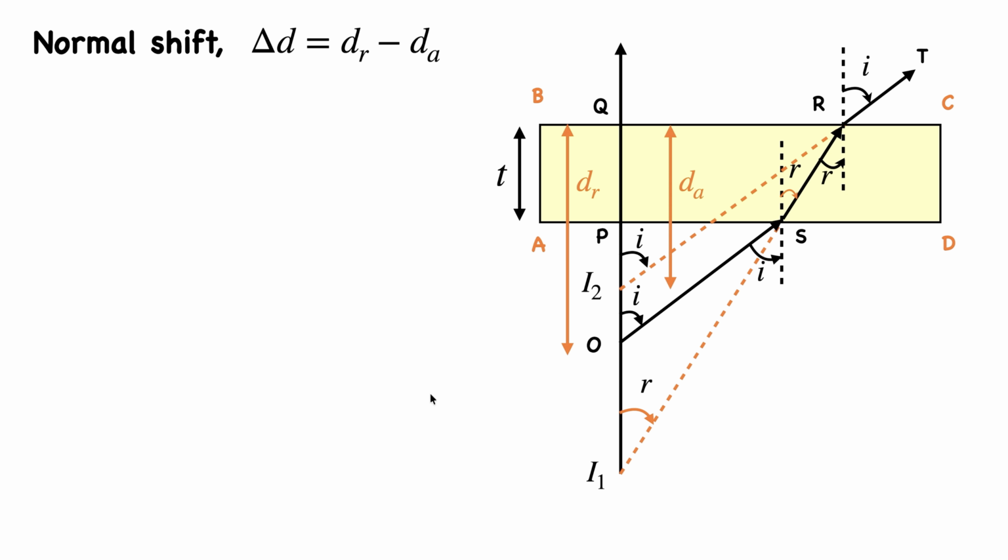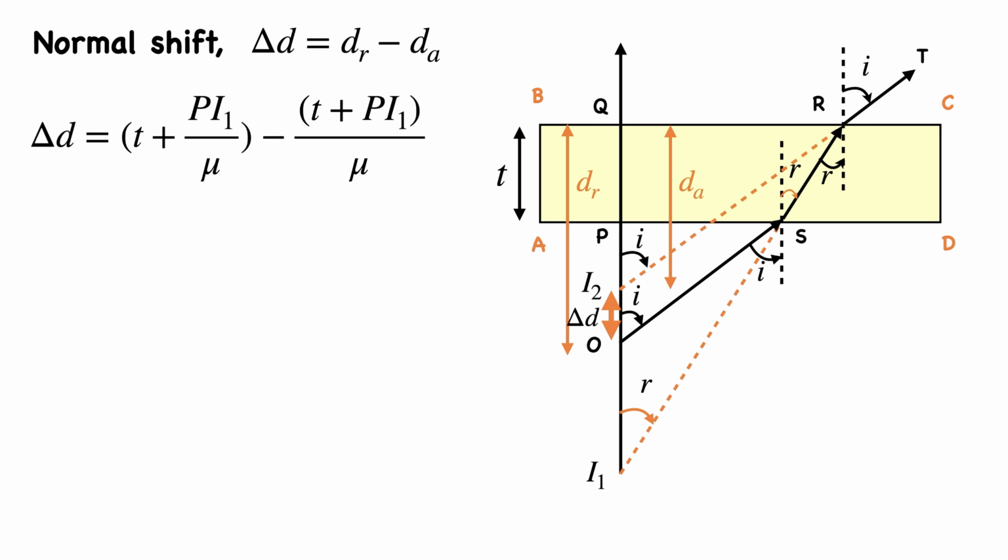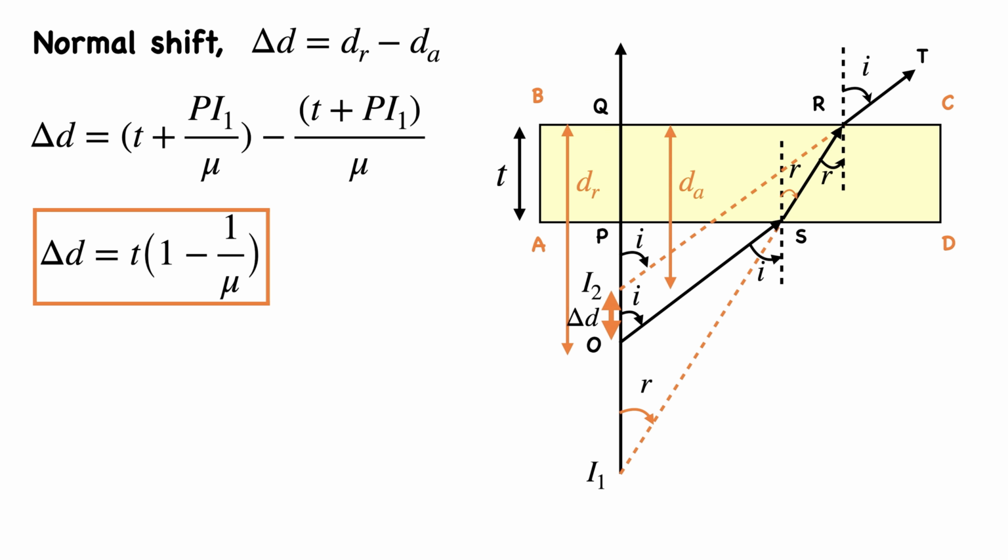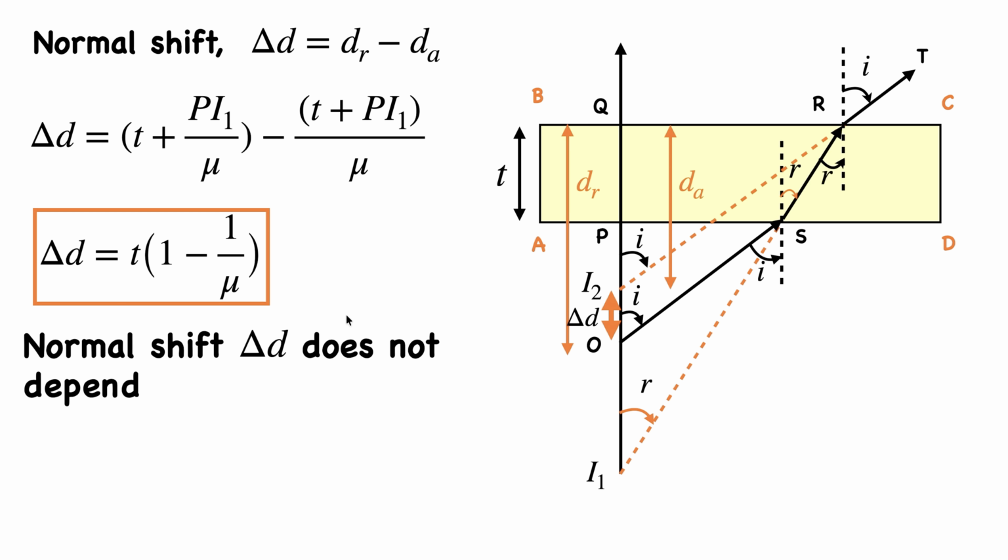Normal shift delta D equals dr minus dA, that is real depth minus apparent depth, and when we put in the values of dr and dA, we get delta D equals T times (1 minus 1 by mu). This is the equation for the normal shift of the object, that is the difference in depth between the object and the final image of the object.